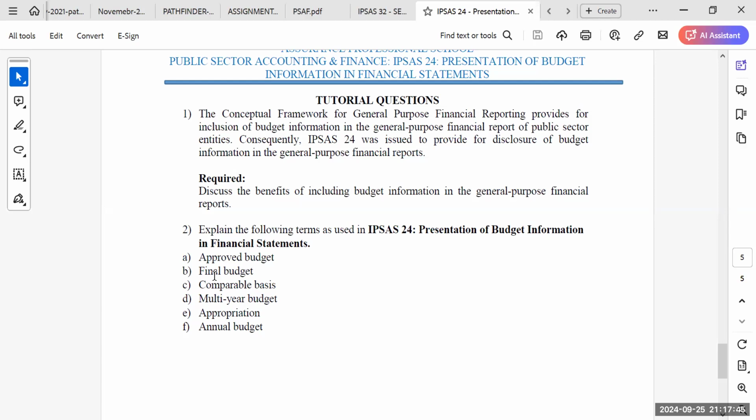Okay, let's come to appropriation. What is appropriation? Appropriation is the authorization given by Parliament to spend the amounts quoted in the budget. Okay, annual budget.